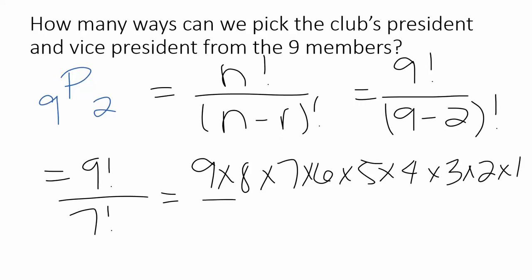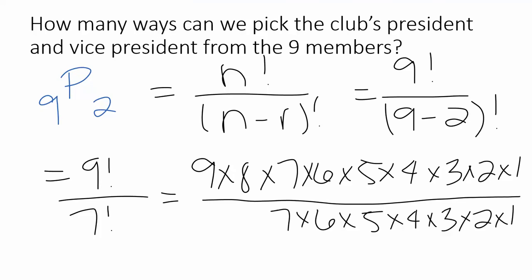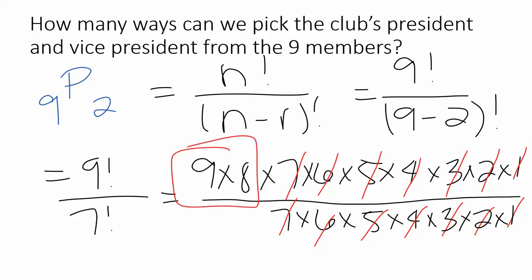So 9 factorial was 9 times 8 times 7 times 6 times 5 times 4 times 3 times 2 times 1 divided by 7 factorial. Again, we want to see what we can cross out. The same numbers in the top and the bottom, we're going to cancel it. So what we have left is 9 times 8, or 72. So there are 72 ways to pick a president and vice president from the 9 members.